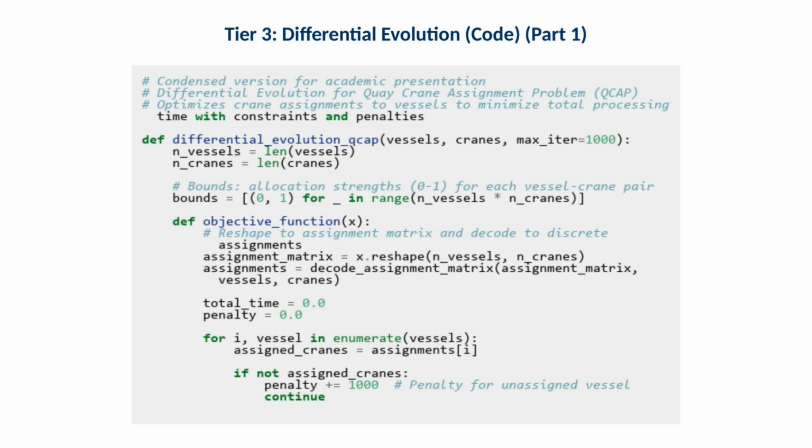This code part defines the population initialization and the encoding of candidate solutions. Focus on how the continuous encoding is mapped back into feasible discrete assignments. That decoding step is where feasibility rules like min and max cranes per vessel are enforced.